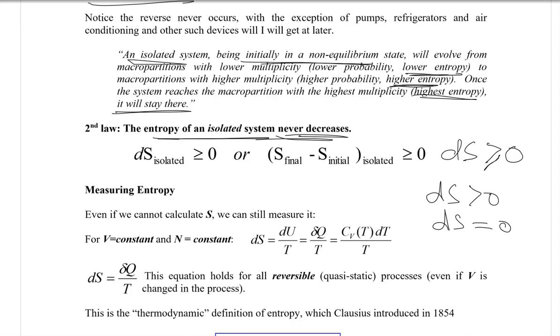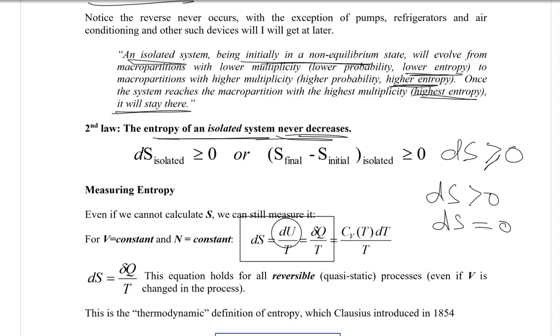Although we cannot calculate entropy directly, we can still measure the change in entropy, and that is what we call the Clausius statement: dS is equal to dQ by T, or dU by T. If you remember, internal energy was also known as the randomness and disorderliness of the molecules. So you can imagine the randomness and disorder in a system is also the entropy.